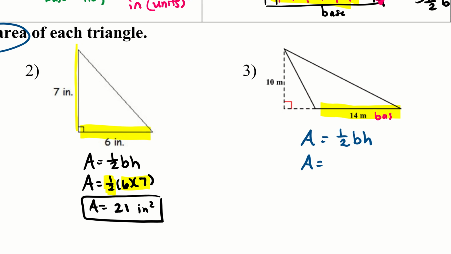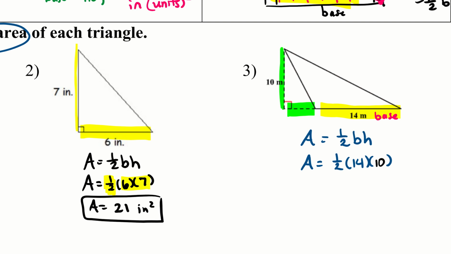The only side I know of the triangle is 14. So 14 must be the base. The height is where the right angle is drawn with that. And it's kind of funny because it's outside the triangle here a little bit, but the height is going to be the 10.